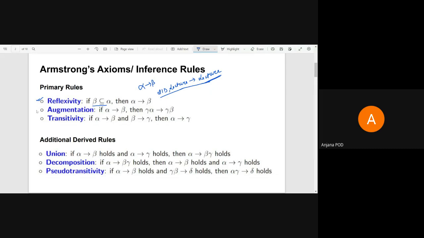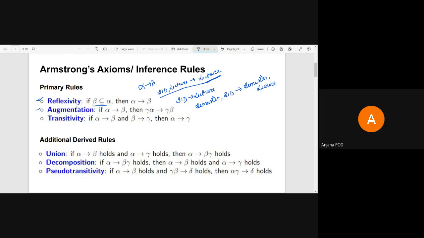Then another rule is augmentation, which states that if alpha determines beta, then gamma alpha can also determine gamma beta. Say for example we have sid determines lecture. Then we can say that sid and semester determines lecture and semester will also hold by the augmentation rule.